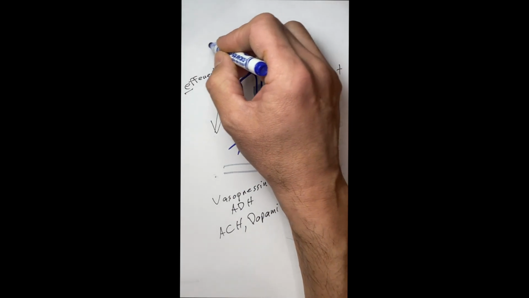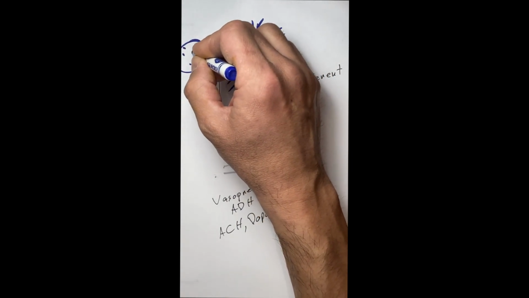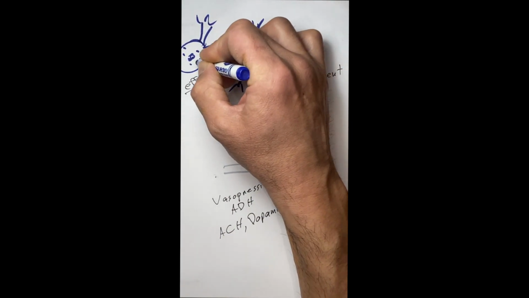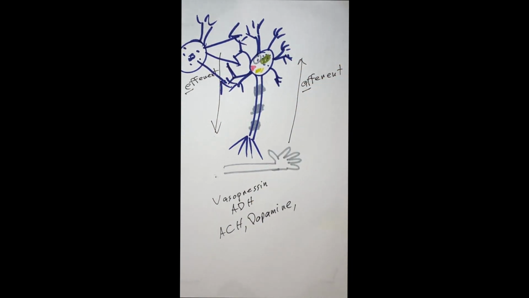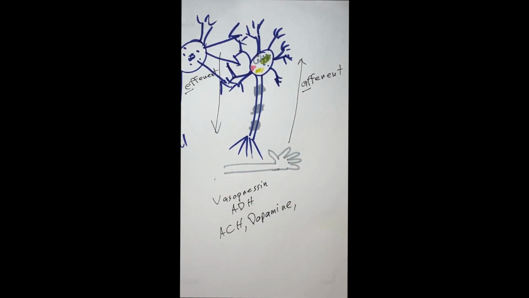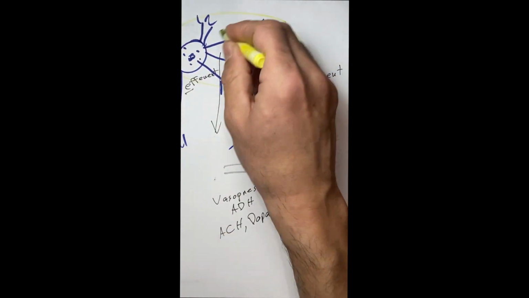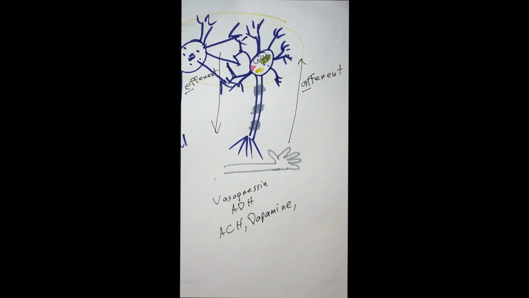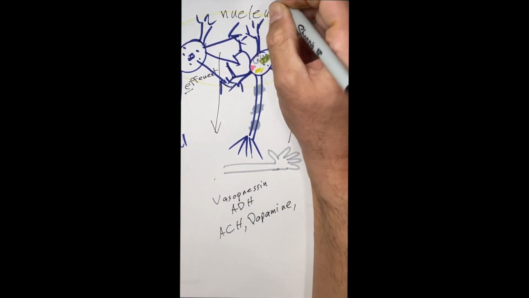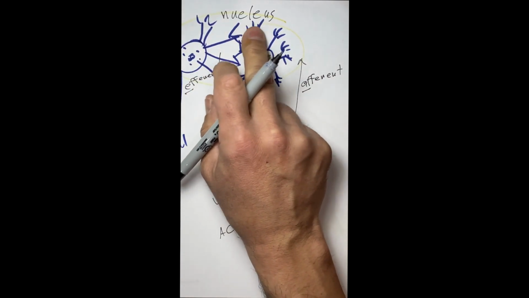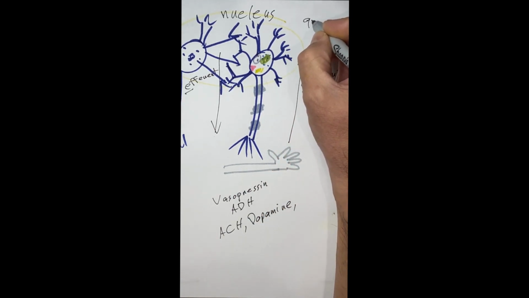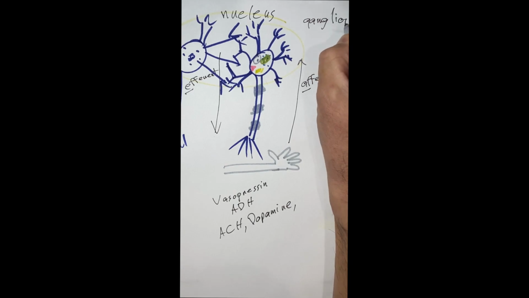So in an area where you have two nerve cell bodies connecting together, that area is called a nucleus. It's called a nucleus in the central nervous system, and it's called a ganglion outside of the central nervous system.